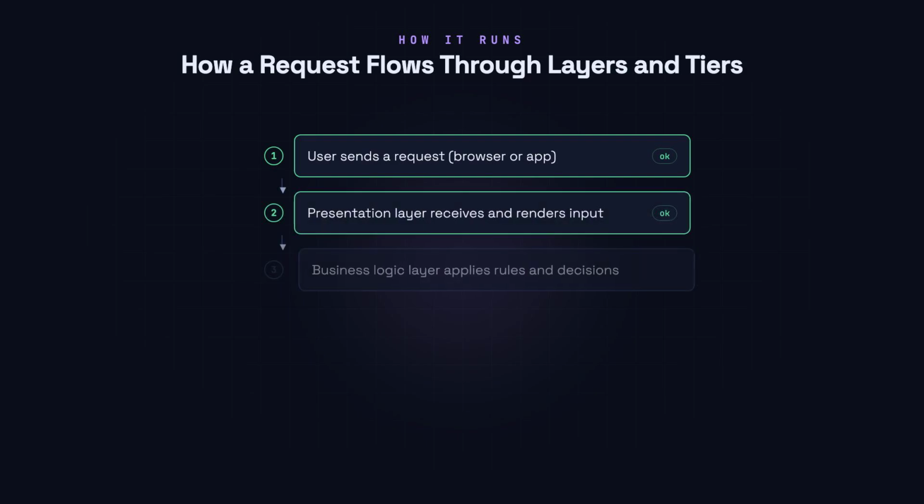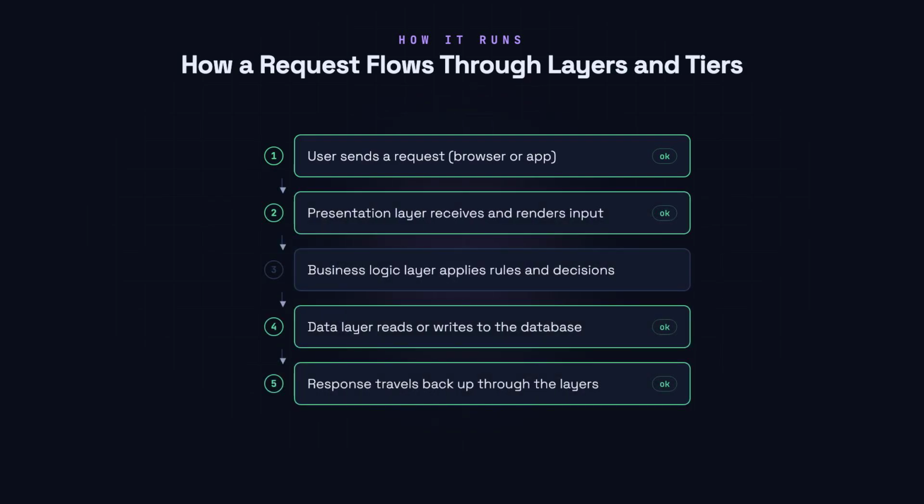A request always travels through the same logical path. It arrives at the presentation layer, moves down to business logic, then reaches the data layer, and the result flows back up. That logical path is fixed. It is the layer design. What changes between a one-tier and a three-tier system is not that path, but how many network hops separate those steps. In a one-tier system, the entire path runs inside one process. In a three-tier system, each step crosses a network boundary to a different machine.